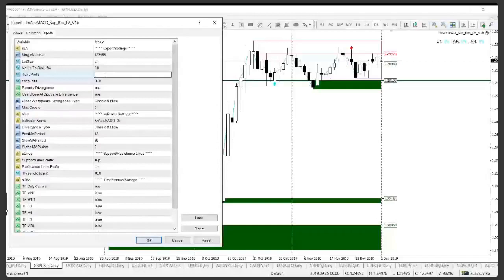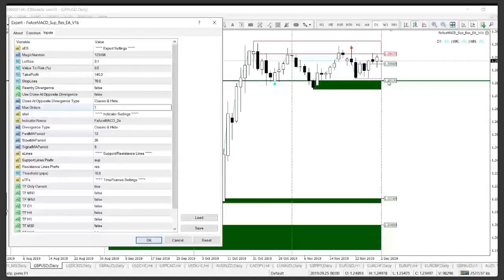Now, re-entry divergence, no. You close it up as divergence. Now, this is a setting where it'll basically close on an opposite signal going in the opposite direction. So we're buying here. So the next signal in the opposite direction will actually close the trade. So at the minute we want that at false. So just have our take profit and stop loss. Max orders is 1. Okay, and we've identified our long trade. We'll just select this as long, so only long, and max order is 1.